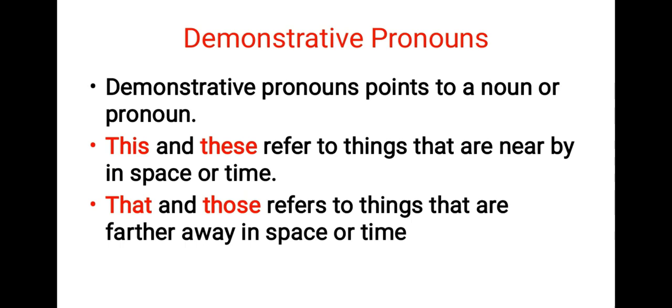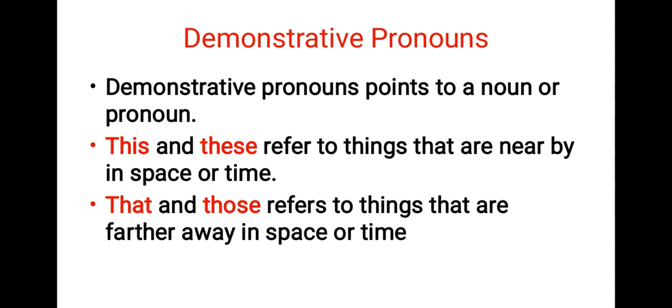तो कोई भी चीज़ हमारे पास जो करीब हो उसको रेफ़र करने के लिए हम this and these यूज़ करते हैं. This is used for singular things and these for plural things. Now that and those refer to the things that are farther away in space or time. That and those हमारे पास जो हमसे दूर की चीज़ें होती हैं उसको पॉइंट करने के लिए हम that and those यूज़ करते हैं. That again for singular thing and those refers to plural things.